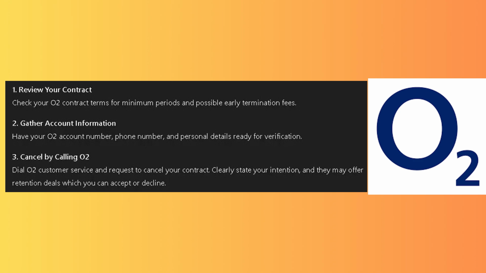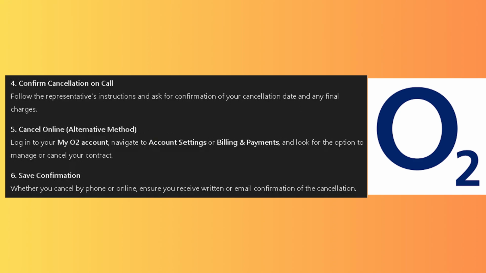Cancel by calling O2. Dial O2 customer service and request to cancel your contract. Clearly state your intention. They may offer you a better deal, but you can accept or decline it. Confirm your cancellation on the call, follow the representative's instructions, and ask for a confirmation of your cancellation date and any final payment you may have.